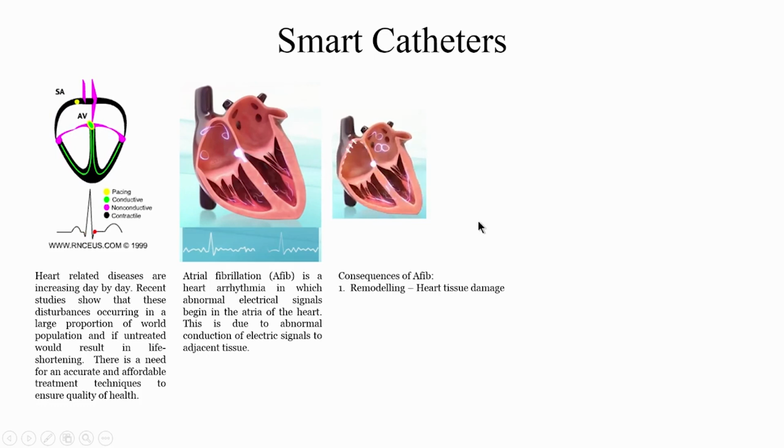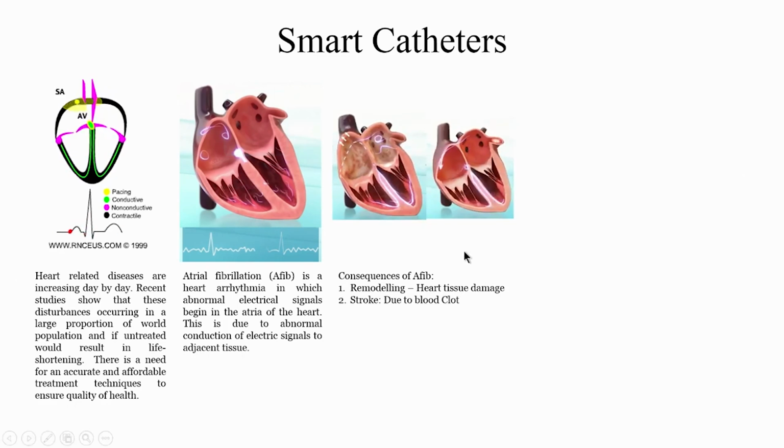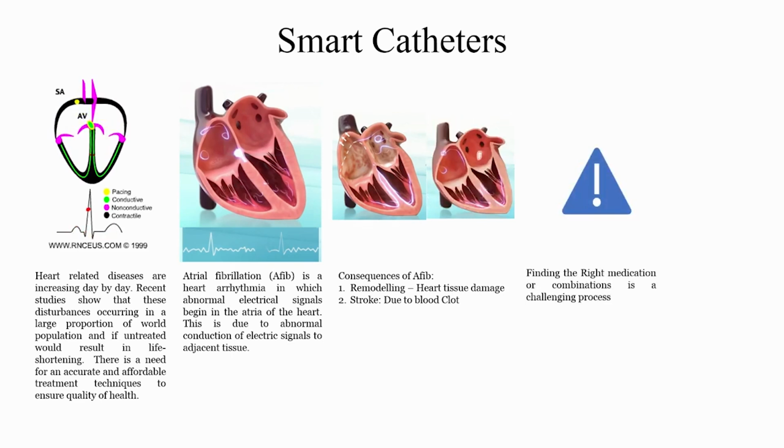The consequences of AFib, or the difficulties that may arise, are that remodeling of heart tissue will occur, and there can be stroke due to blood clots because of this uneven beating of the heart. That blood clot can go anywhere, including the brain, and can cause stroke. The way to treat this is mostly with medications. However, finding the right medications and combination is a very challenging process. Like with any other medication, screening is a very important problem, how to screen a particular drug, and we will quickly look at that problem as well.